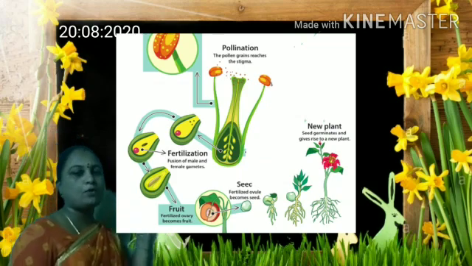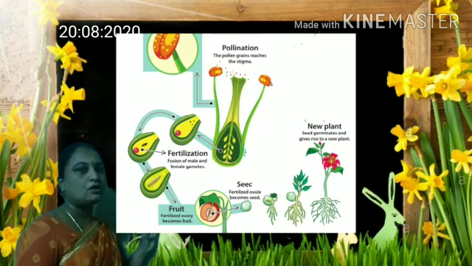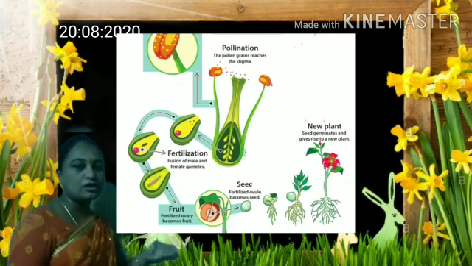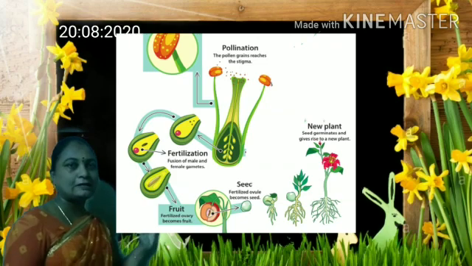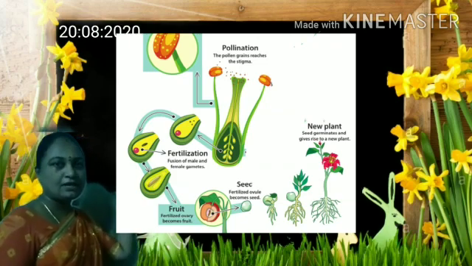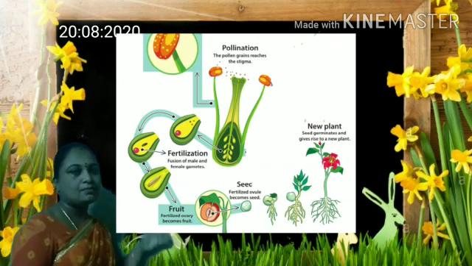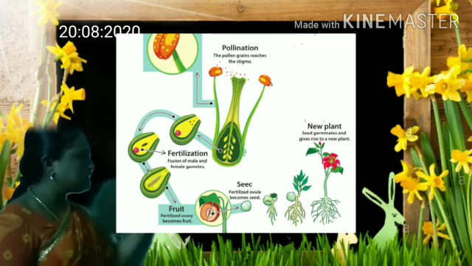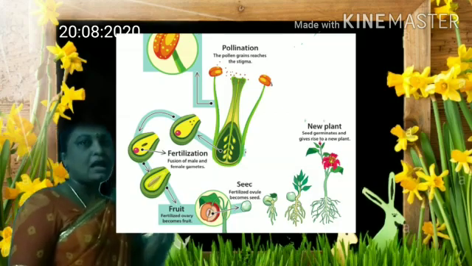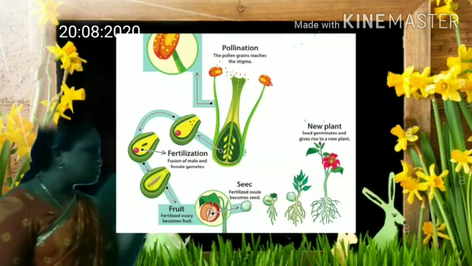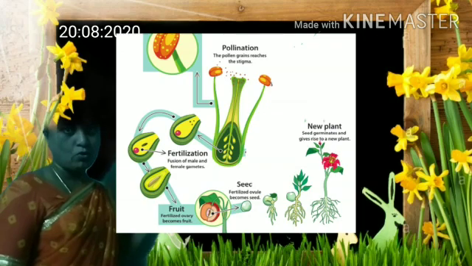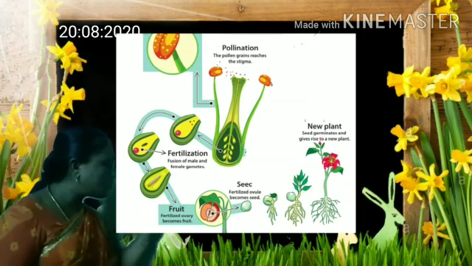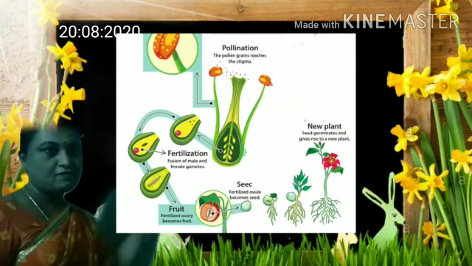To know more about this, we should dissect the flower in longitudinal section. You can see here I have dissected the flower in longitudinal section. We can observe the ovule and the ovary. The ovule is surrounded by the ovary and we can observe the connection of the ovules also. By this we can understand the number of ovules present in the flowers.